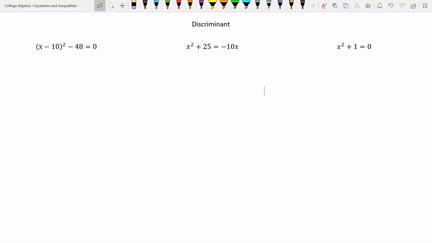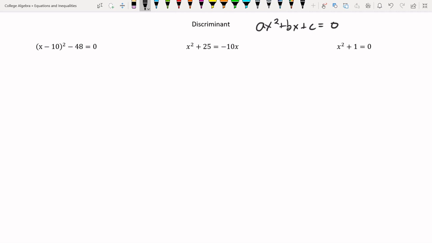So really quickly, I want to talk about the discriminant. It's a portion of the quadratic formula, and it actually tells us what kind of solutions to expect. The first thing you need to do to find the discriminant of any quadratic is to get it in the form of ax squared plus bx plus c equals 0, just like you would for the quadratic formula.